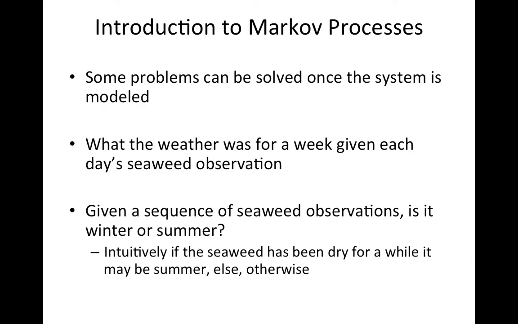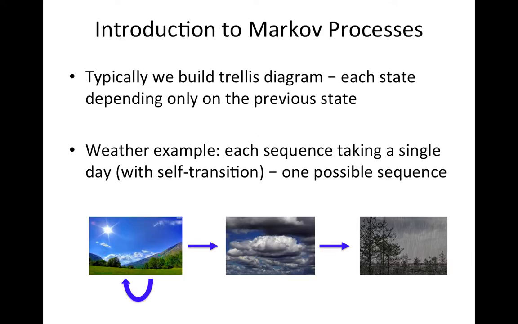We can also ask what the weather was for a week given each day's seaweed observation. Given a sequence of seaweed observations, is it winter or summer? Intuitively, if the seaweed has been dry for a while, we can say that it's summer. For each of these, we typically build a trellis diagram, where each state depends only on the previous state.